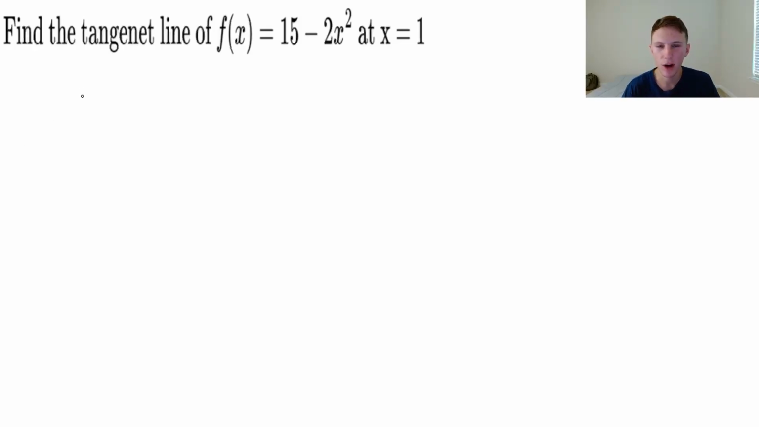Today we're going to go over how to find tangent lines of graphs. So whenever you're doing these tangent line problems, you need two things. You need a point and you need a slope. So let me write that out here. You need a point and you need a slope.